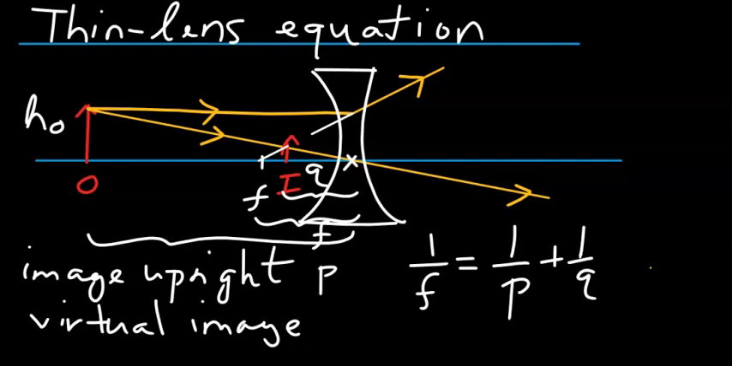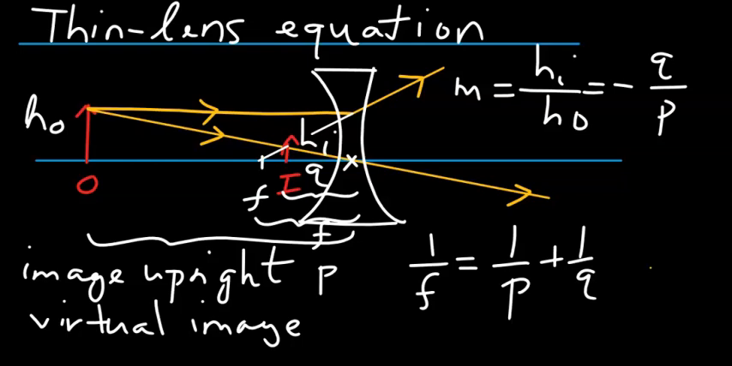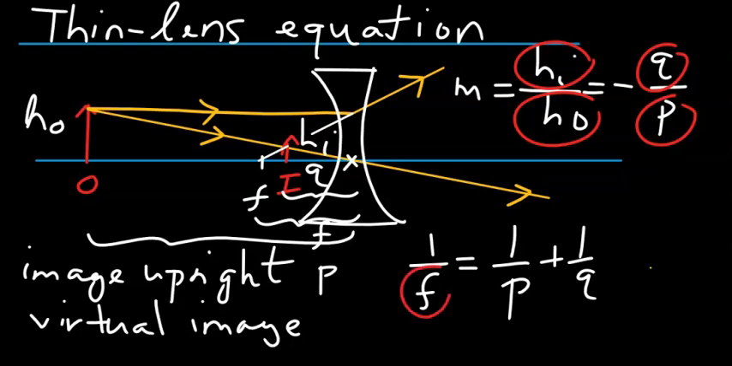like that. And if the size of the image is hi, the magnification is given by hi over ho, which is also minus q over p. Next, we shall look at sign conventions to determine the signs of hi, ho, q, p, and f.